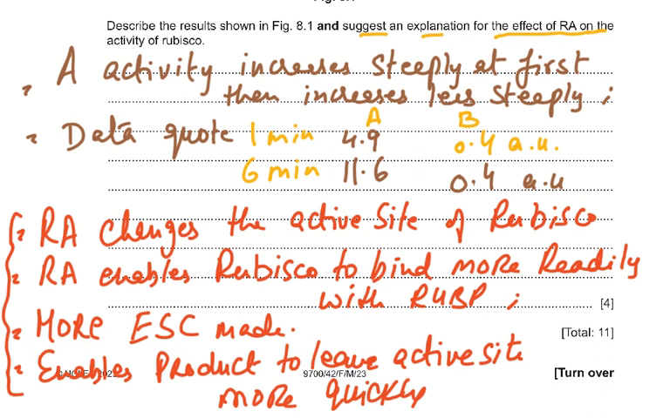RA enables Rubisco to bind more readily with RuBP, and more enzyme substrate complex is made, and enables the product to leave the active site more quickly. Any enzyme reaction which is occurring faster means that you have to talk about the active site. That means it changes the active site, enables the enzyme substrate complex to form more readily. More enzyme substrate complex is made, more product per unit time. So more product will leave the active site and there will be more product formation per unit time.